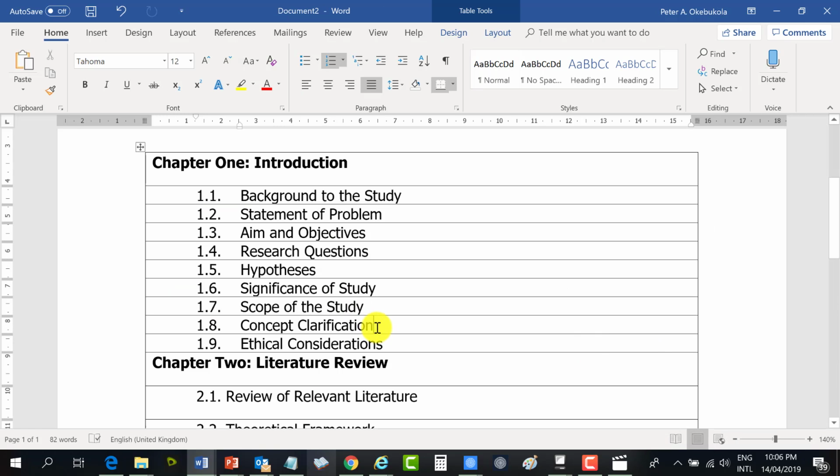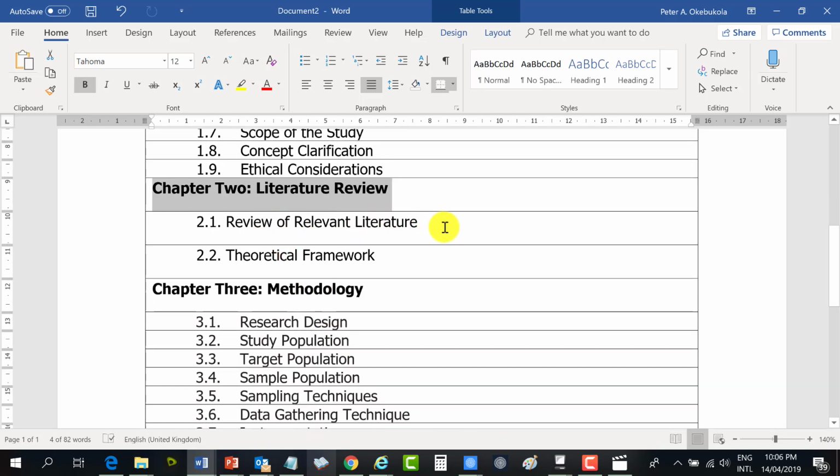Then there are some concepts that you will have, some terms that you need to clarify, and then ethical considerations of your study. Then your chapter 2 is usually the literature review. You review relevant literature, and then you have the theoretical framework. Then you go to the almighty chapter 3. That is where you show how you want to solve the problem.